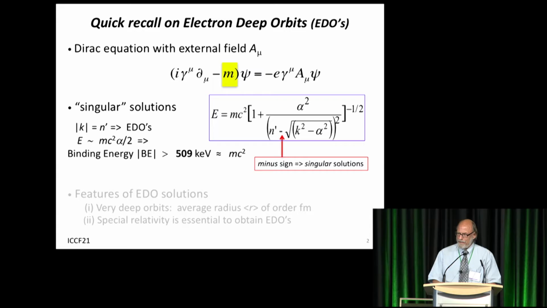Just as background on what we've done and why we're doing it, the electron deep orbits, by the way, we have used the French EDO rather than the US DOE for deep electron orbits, or deep orbit electrons. Obviously, DOE has not supported us.